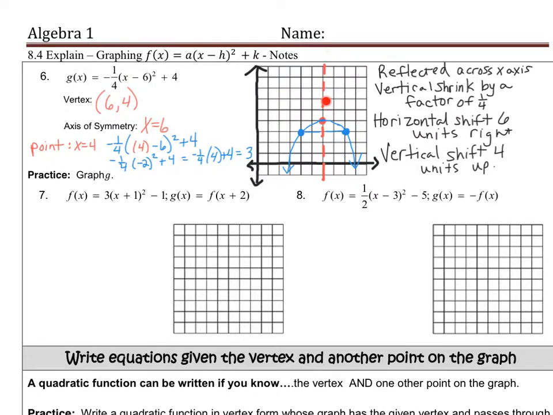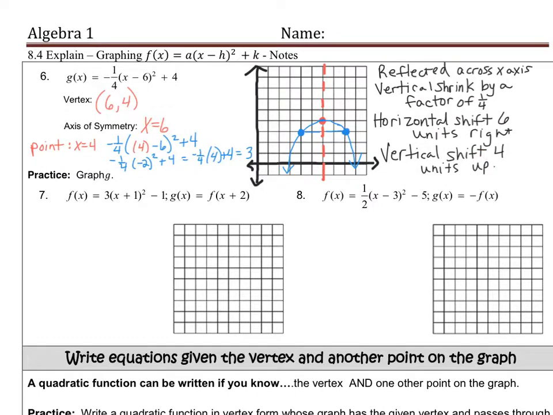So when I graphed my axis of symmetry and my vertex, and then the one point I found, which was (4, 3), I just used my symmetrical knowledge to know that if this point is 2 away from the axis of symmetry, another point had to be 2 the other direction. And then I sketched my graph. Taking it one step at a time, it reflected, it had a vertical shrink of a factor of 1/4, and it shifted to the right 6 units and up 4 units.